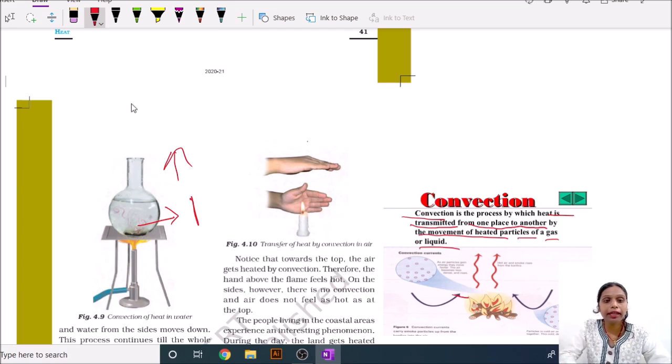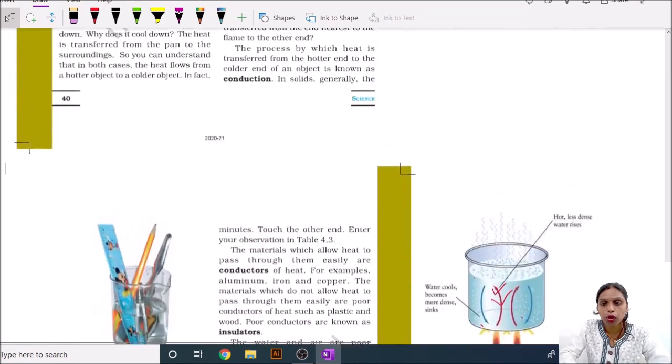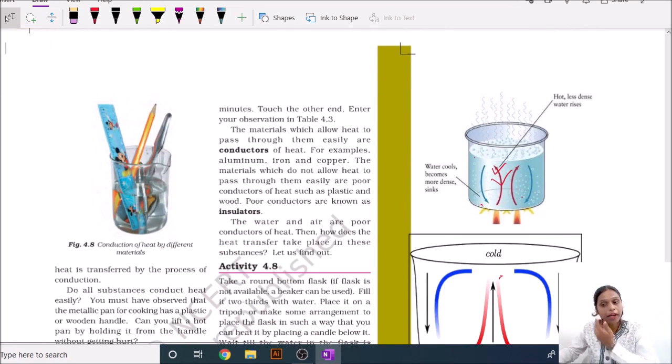You can see here that whenever we give a flame to the flask, the water that makes contact with the flask is heated first, and it rises up. Okay, and the water that is cool and dense fills the area that is empty here. Then this process is called convection.